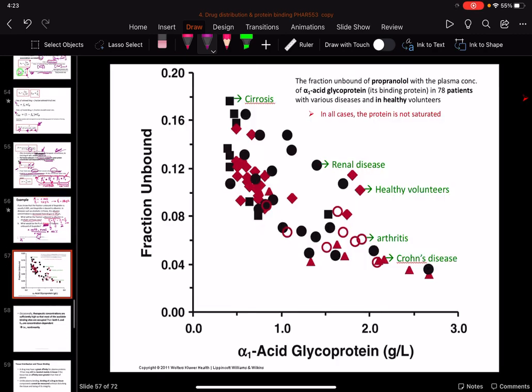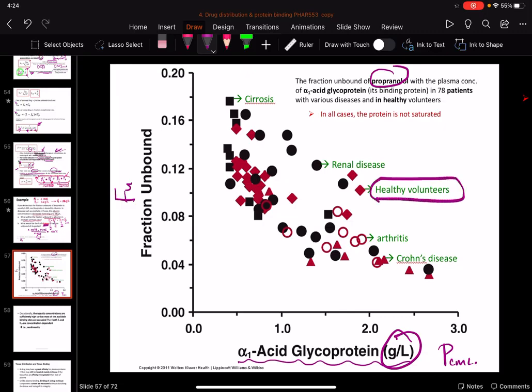Okay, in this diagram I'm showing you the effect of alpha-1 acid glycoprotein concentration, which is again protein concentration, on the fraction unbound of the drug. The drug that we are talking about is propranolol, whose binding protein is alpha-1 acid glycoprotein. And we can see from here that we have it for healthy volunteers, which is the diamond, compared to cirrhosis, renal diseases, arthritis, and Crohn's disease.